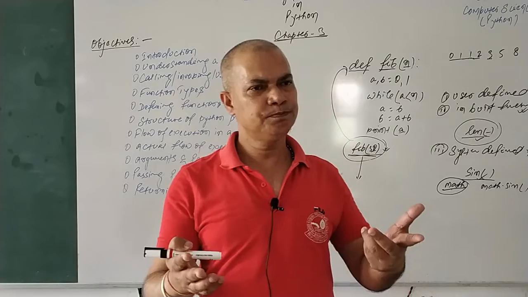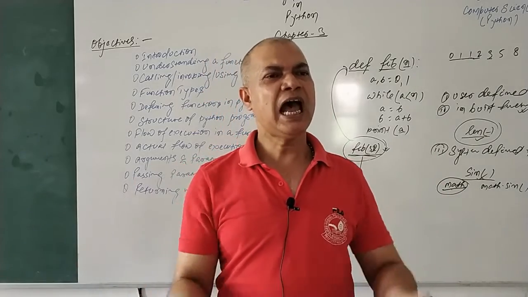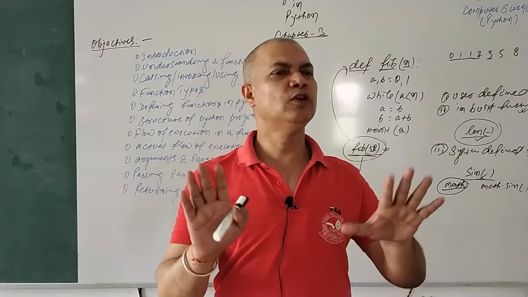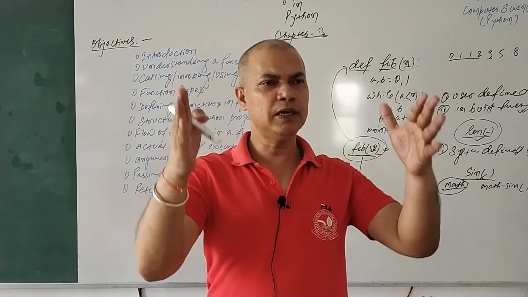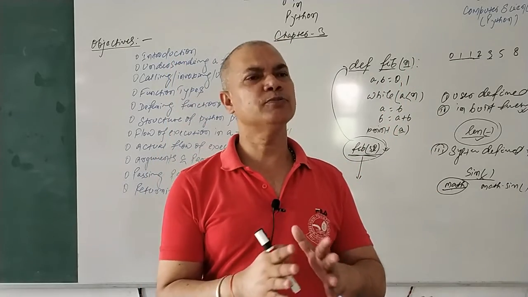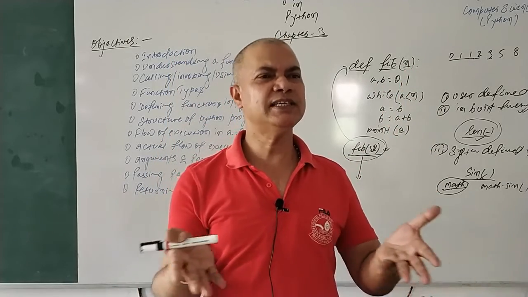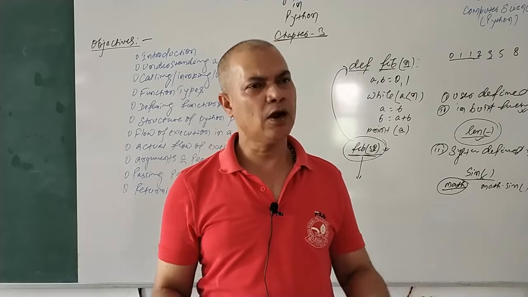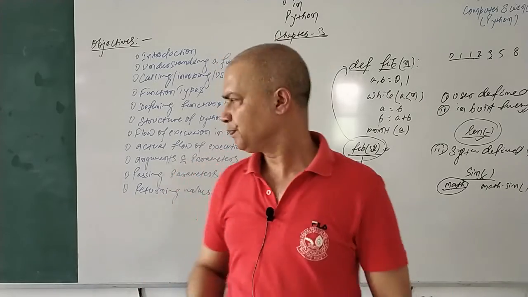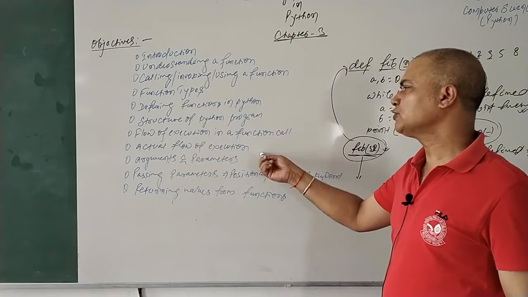If there is a loop, it goes inside the loop and keeps on executing till the loop condition is right. That is how normal program flow works, means top to bottom you can say. If there is something special, accordingly the program executes. That is how the actual flow of execution is.